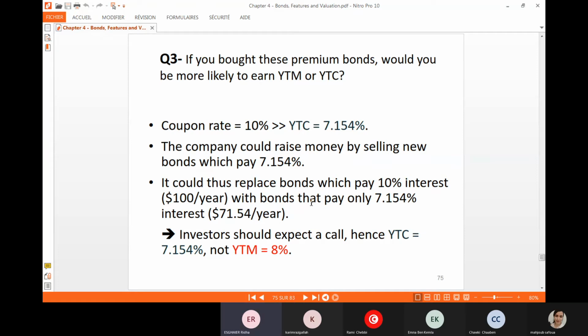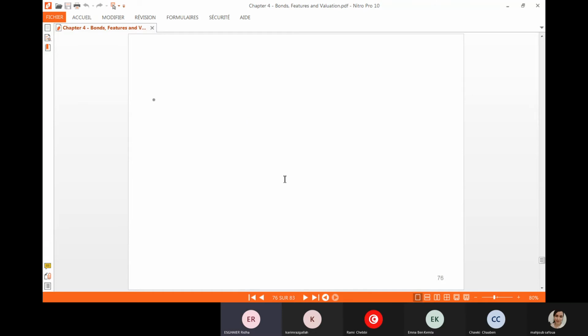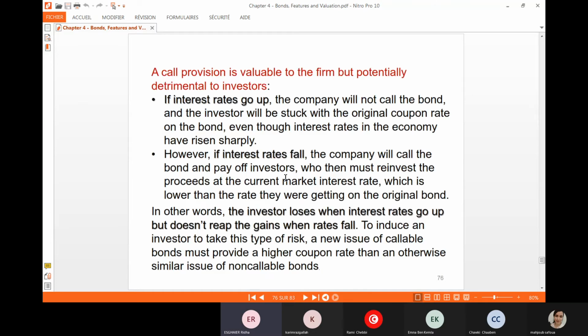So here, when the bond is a premium bond, the probability of calling it, if it was a callable bond, is high. So you should expect to earn the yield to call, not the yield to maturity. That is why we said here that the call provision is valuable for the firm, but it is potentially detrimental to the investors. It's not profitable to investors.